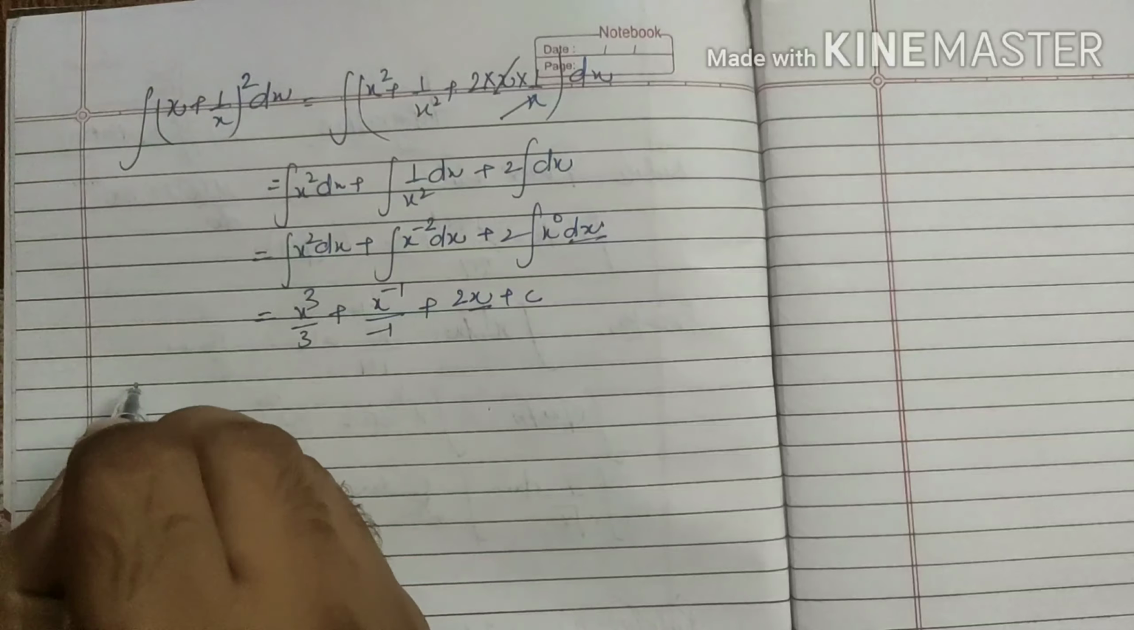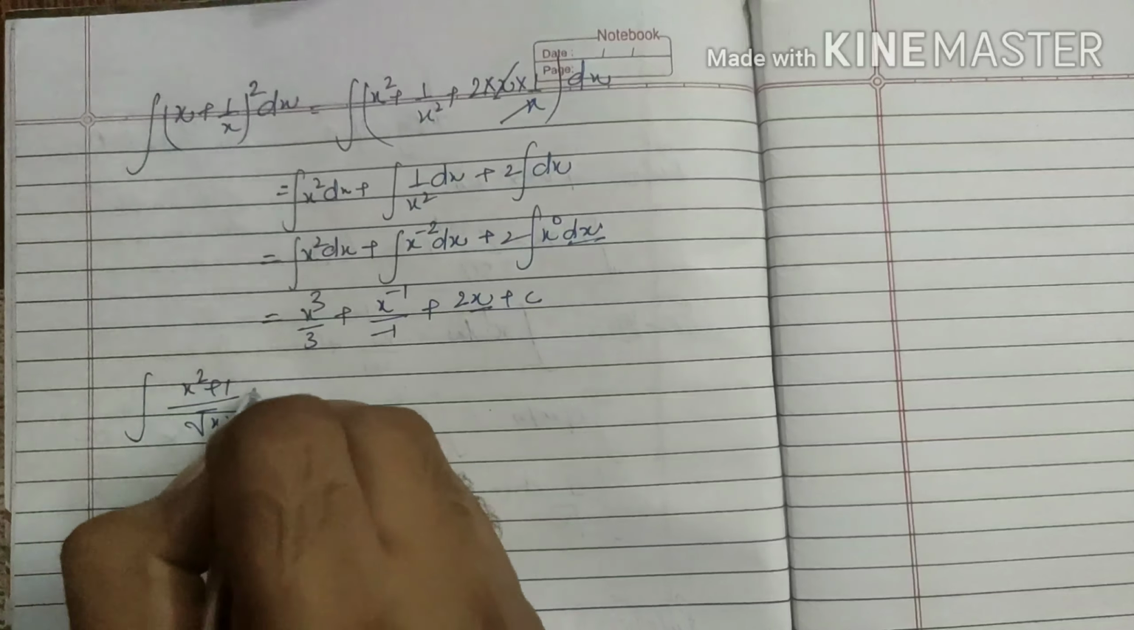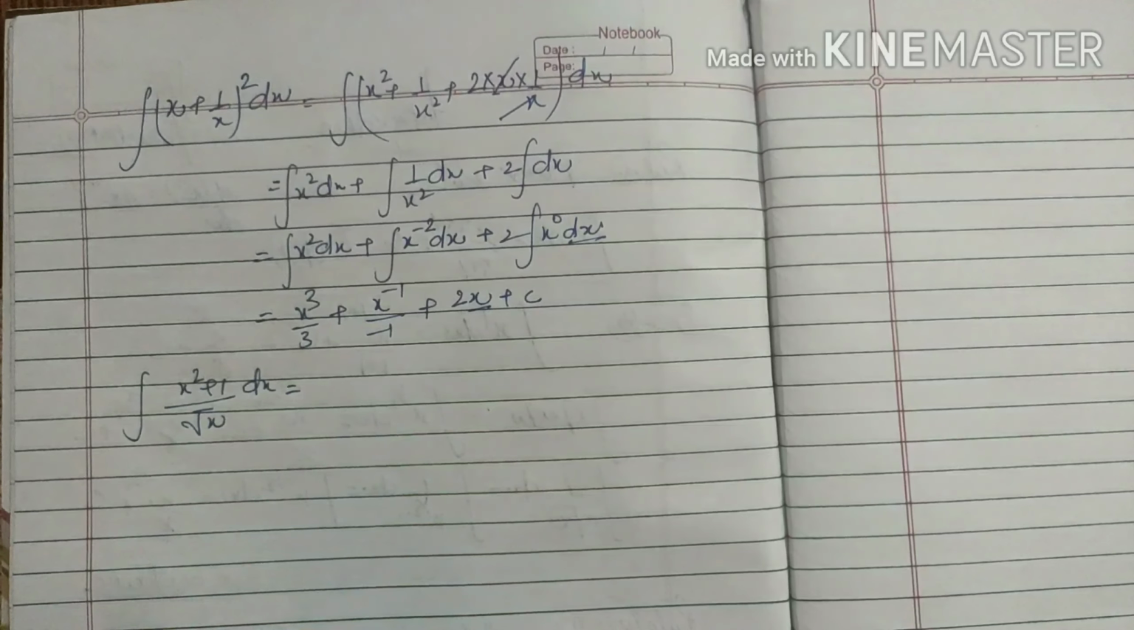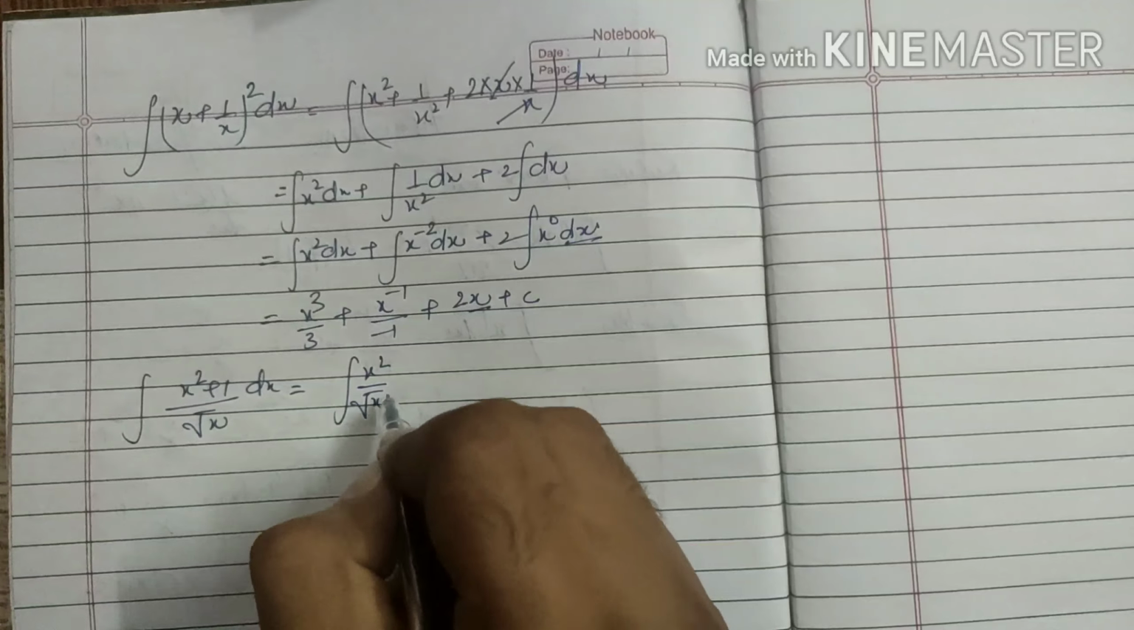Next example, we are taking the case of division like this. Whenever the denominator contains a single term, we make it separate like this.